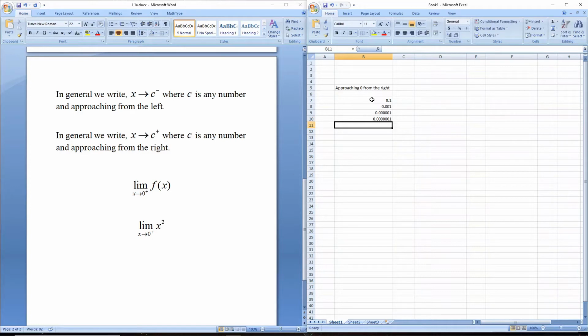So we've chosen our inputs. We've chosen the x approaches 0 from the right. So we'll simply plug these numbers into the function. So we're going to plug this into x squared then.